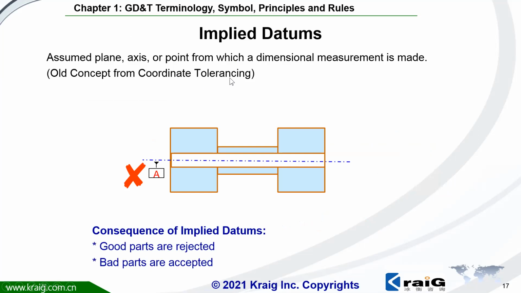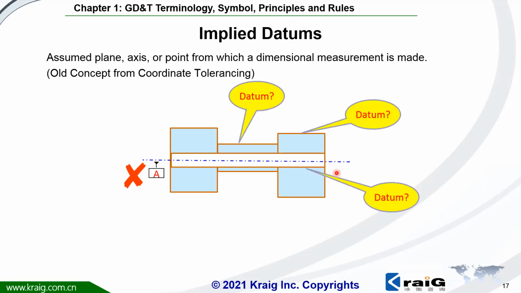When we specify the datum, we should never use the implied datum. So what is an implied datum? Look at what is shown here. There's a center line here, and there's a datum A here. We call this implied. This datum, we cannot find it from anywhere, because when we try to measure the parts, we don't know how to get this center line from real parts.